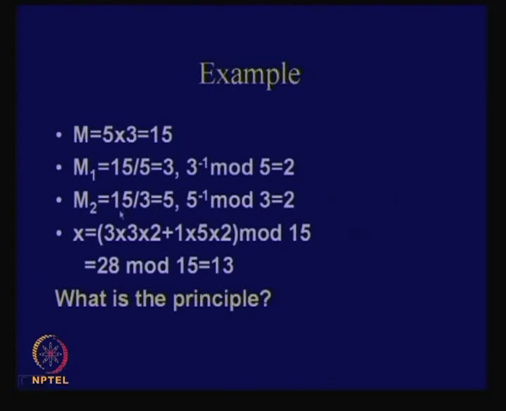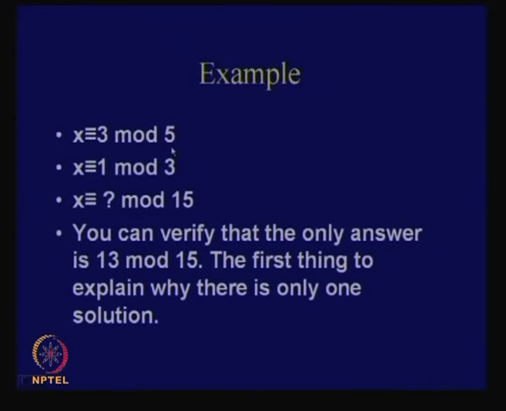Similarly, I take 15 divided by 3, I get 5, and I take the inverse of 5, which is 2. So x you can write in this fashion. This is the sigma thing which you saw. If you open up the sigma, you get 3 into 3 into 2 plus 1 into 5 into 2, which works out to 28, and mod 15 equals 13. You can check this. This 13 will satisfy the system of equations, because if you take mod 5, it is 3, and if you take mod 3, it is 1. So 13 satisfies these simultaneous congruences.